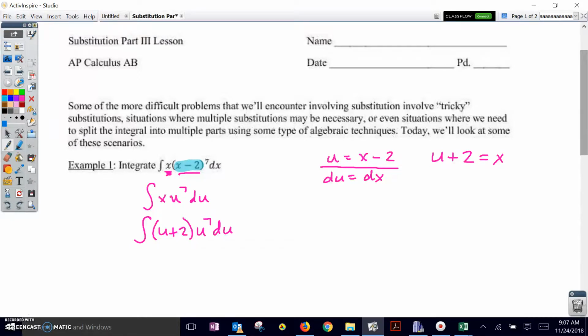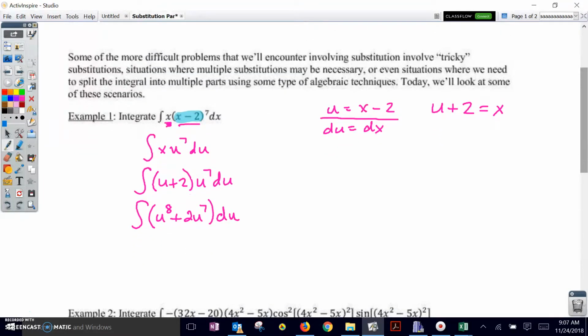And we don't have a rule for taking the integral of products. So how did this help us out? Well, I can distribute the u to the 7th through the parentheses, and this turns into the integral of the quantity u to the 8th plus 2u to the 7th du, which is now something that I can just integrate term by term. We get u to the 9th over 9 plus 2 times u to the 8th over 8 plus c.